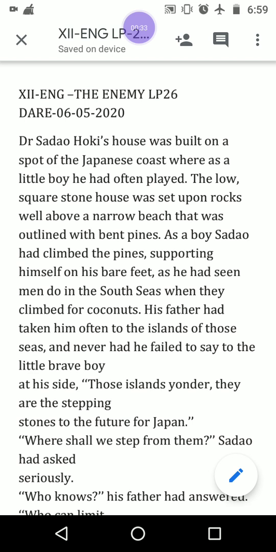So what happens in this story? One American soldier washed ashore on a Japanese coast, and there one doctor saved him, and then he was in a dilemma: what should I do? Should I save him as a doctor, or should I hand him over to the police as a patriot? So this is the dilemma of this story.